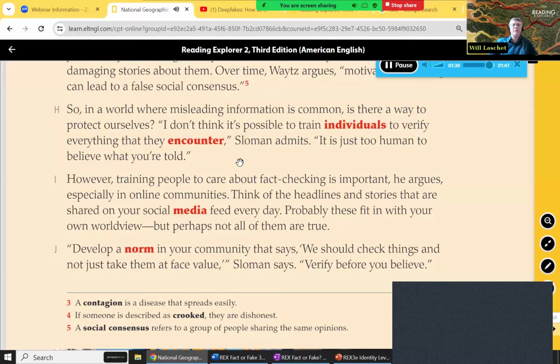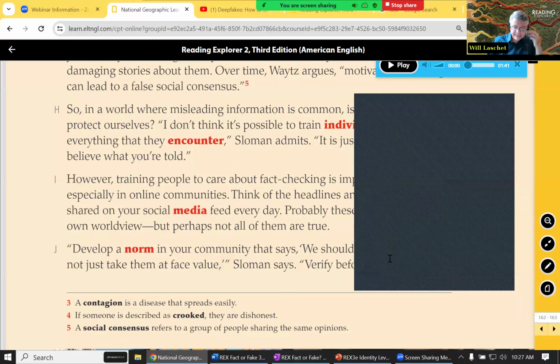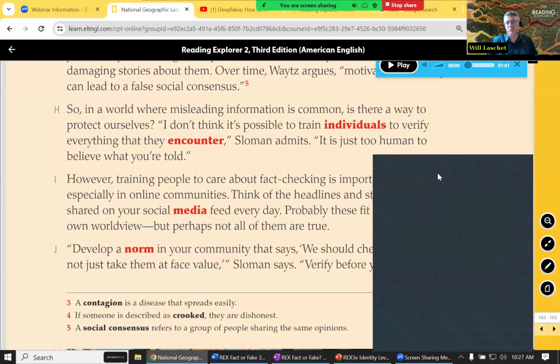Great. Okay, so here we move on. The first part of the article is telling us why we believe fake news or things that are not true. And the last bit here is examining what that means, the analysis of that for us. So after listening to that, can you think of any advice or any ways that we can protect ourselves from misinformation or from fake news? So what can we do to protect ourselves from all of this fake information that we see on the internet?